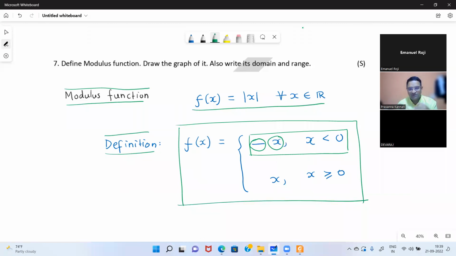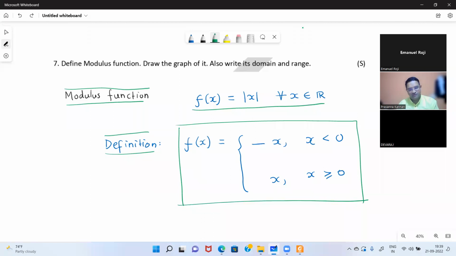All right. Suppose I take a positive number, let's say 5, then you will use this definition. If x is greater than 0, 5 is greater than 0, so your answer will be simply 5. Suppose my x is minus 10. Then I should use which definition? This one, right? Then the answer will be minus of minus 10, so minus of minus 10 will become plus 10. So this is how you should define modulus function. So we have defined modulus function now.